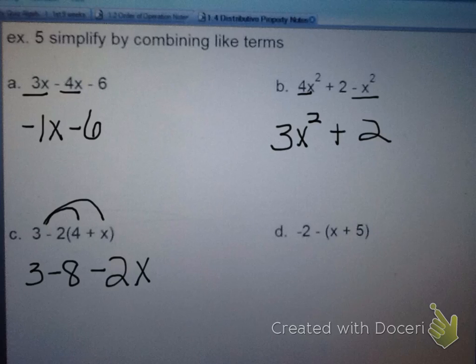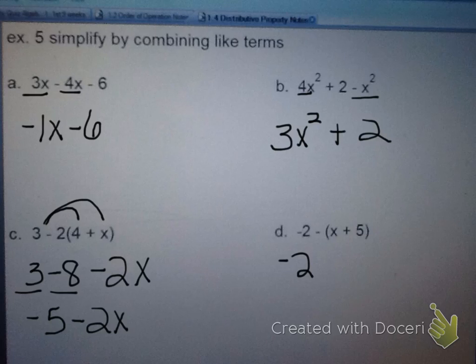Example D, in front of that parentheses is a negative sign. That negative 2 does not have anything to do with the parentheses, so we're just going to bring it down. Oh, I'm sorry. Let's go back to example C. I forgot to combine like terms. Positive 3 and a negative 8 is a negative 5, and bring down the negative 2x. Okay, now back to D.